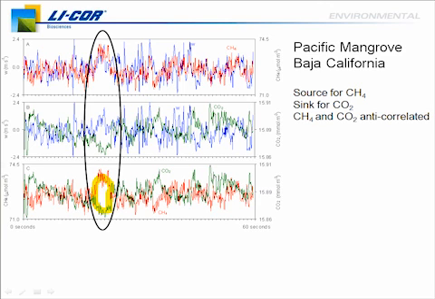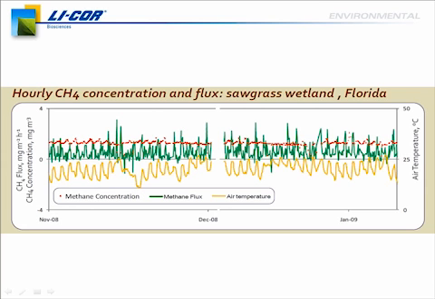Extending our time frame out, now I've got a few months worth of data here in this plot. And what we're looking at here is the red lines are absolute methane concentrations measured with the LI-7700. The green lines are calculated methane fluxes from the ecosystem, and the yellow line is air temperature. And this data was collected in a sawgrass wetland in Florida in the Everglades. And again, we used the LI-7700, and there was also an LI-7500 at this site as well.